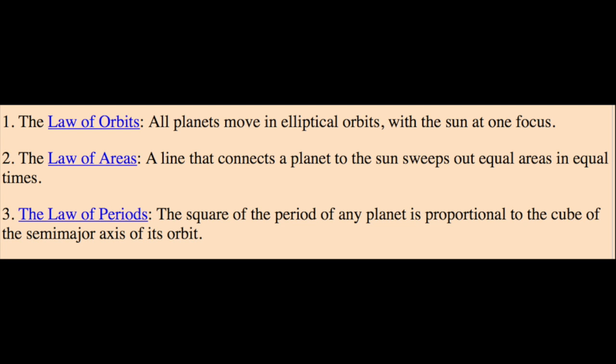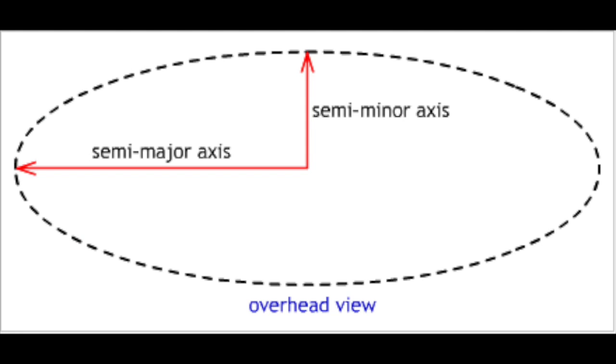Kepler's third law, the law of periods, states the square of the period of any planet is proportional to the cube of the semi-major axis of its orbit. The semi-major axis is its radius at its largest point of orbit. The period of an orbit is how long a planet takes to complete an entire orbit of the Sun.